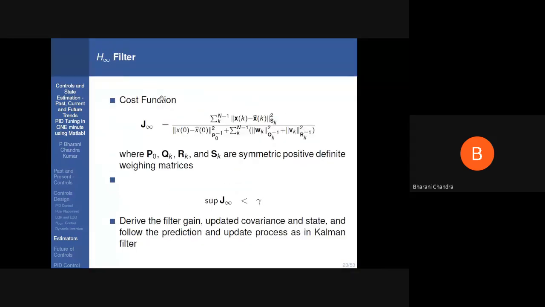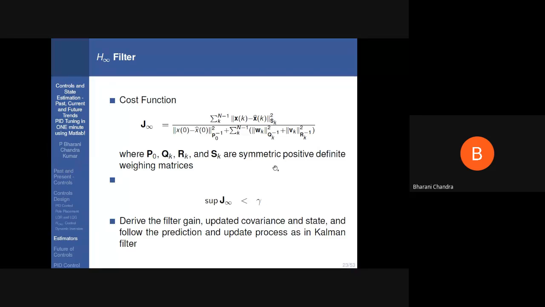And this is another filter, the H infinity filter. In the Kalman filter, the assumption is that the process and measurement noise is Gaussian. However, here that assumption has not been considered for the H infinity filter design. So this is the cost function which one has to minimize. This is basically a game theory cost function, which I will not go into much detail. Here the philosophy is to keep the supremum, or the maximum value, of J infinity less than gamma, and this gamma can be a tunable gamma.